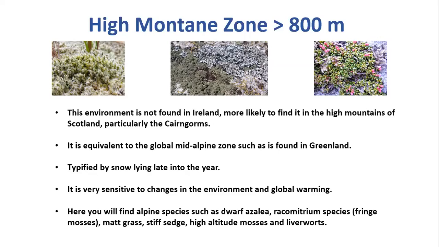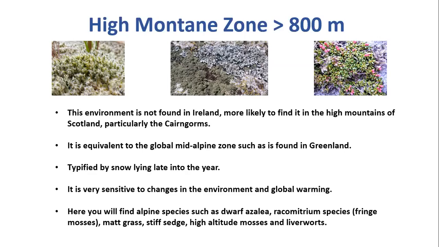But you would find this in the highlands of Scotland, and particularly the Cairngorms. This is very typical of the high montane environments like the Cairngorm Mountains or high up on Ben Nevis. If you get there, which I'm sure you will, I'm sure many of you have been up there. On the global alpine scale, and I didn't go into the global alpine scale, this high montane zone is equivalent to the mid-alpine zone of the continental alpine system, and similar to the environments found in Greenland. So it's quite a tough environment for plants to live in.